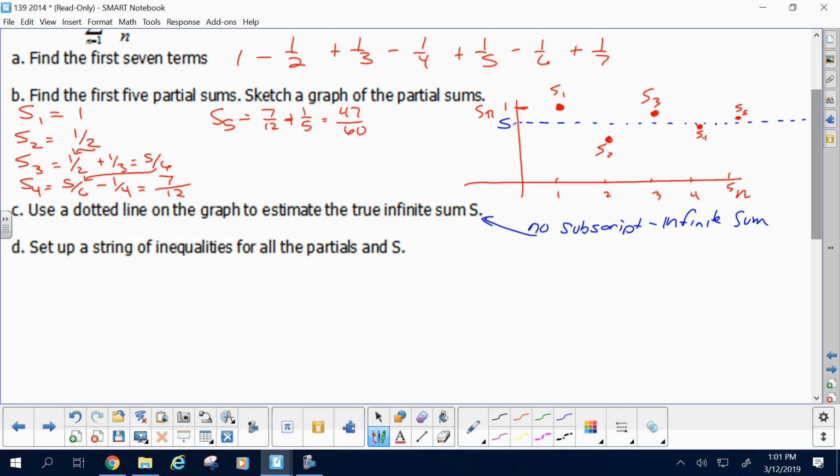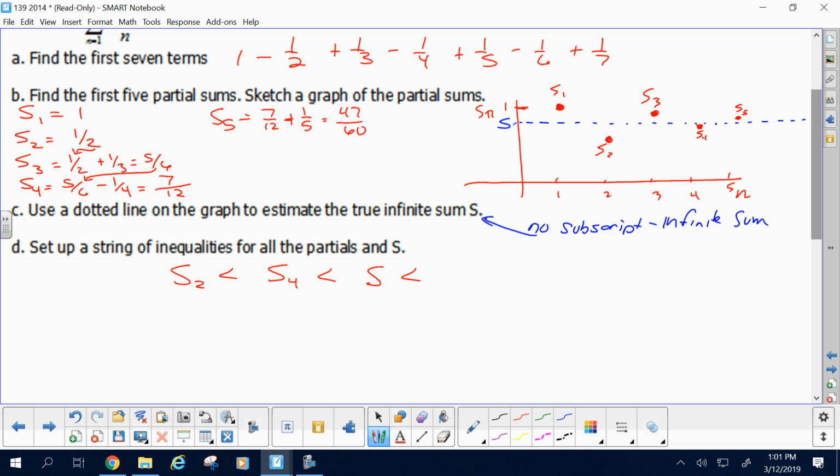Now, of those, when I say a string of inequalities, I want the least through the greatest in order. So what's the least? S2, okay? And the next least? S4. And the next least?